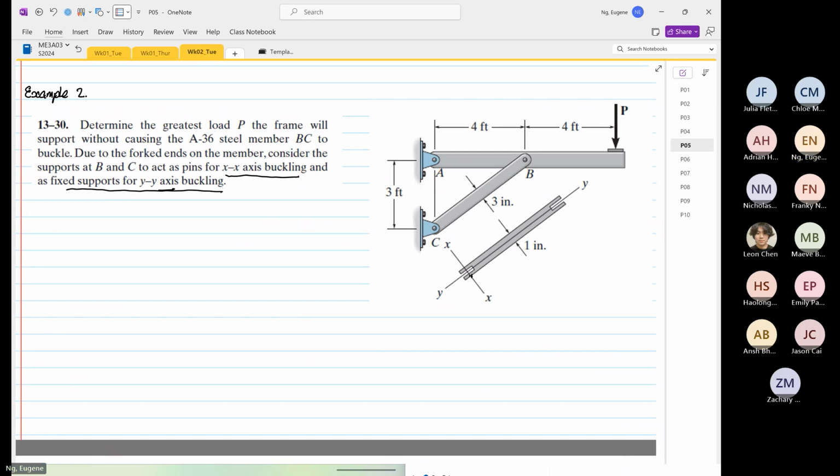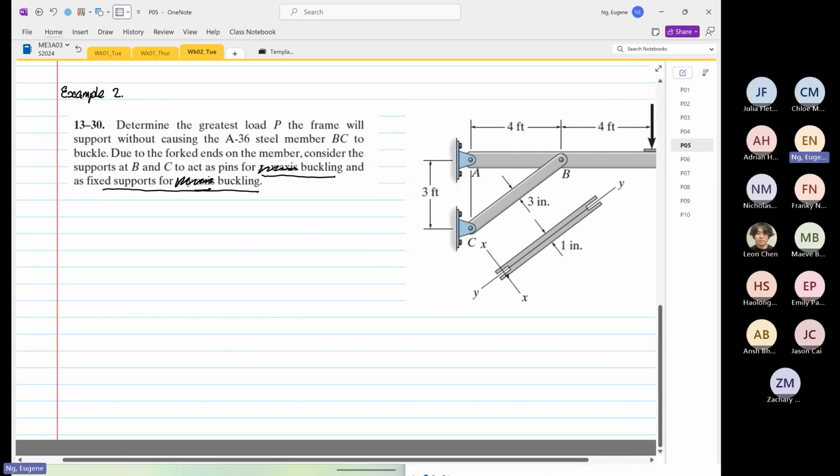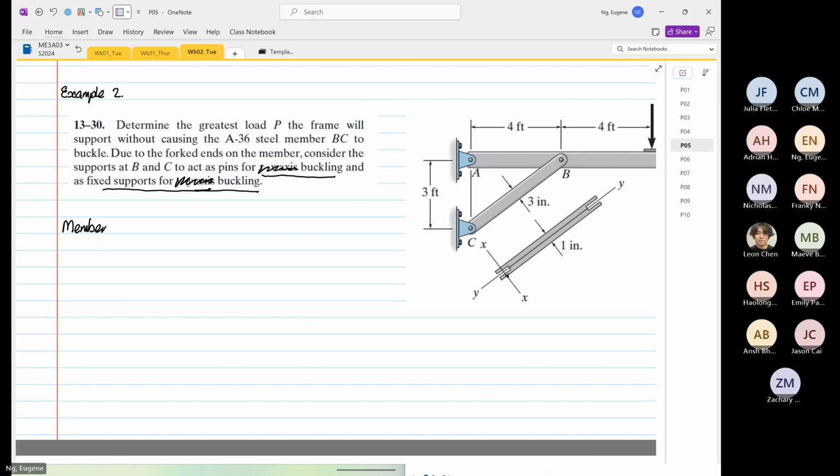I don't want you to focus on the axis down here. It can be very confusing, but I would rather you visualize what is going on. More important, the most important thing is we are going to analyze the member BC.